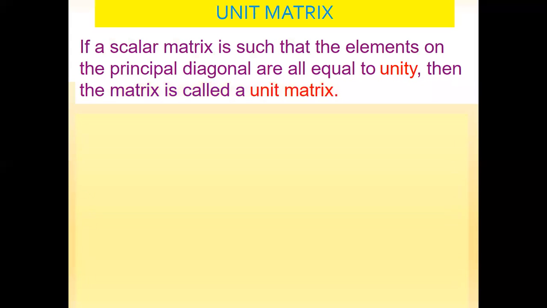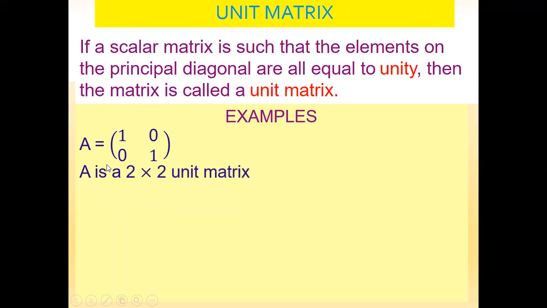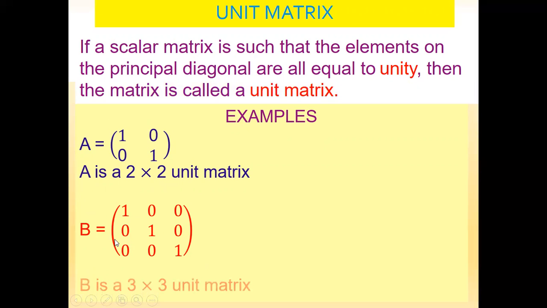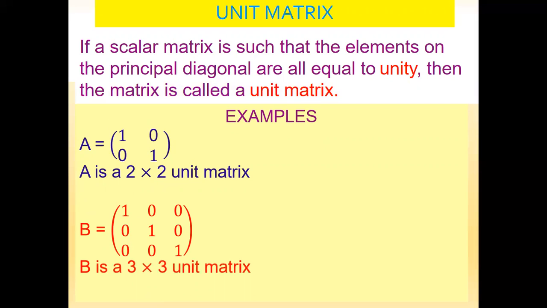So we have something like this. As an example, you can see 1, 1 on the principal diagonal, and every other element is 0 here. So this is a 2 by 2 unit matrix. Then we have B, with 1, 1, 1 as the principal diagonal, and every other element is equal to 0. So this is a 3 by 3 unit matrix. Okay, so that's that for the unit matrix.